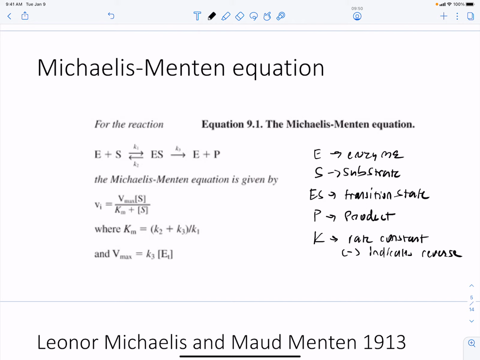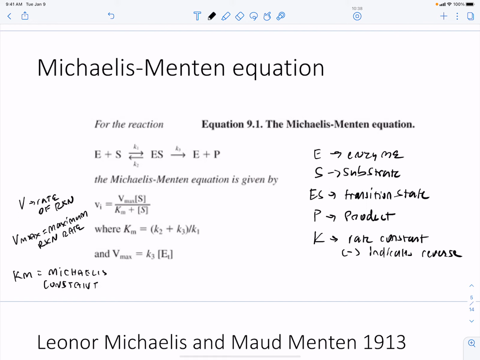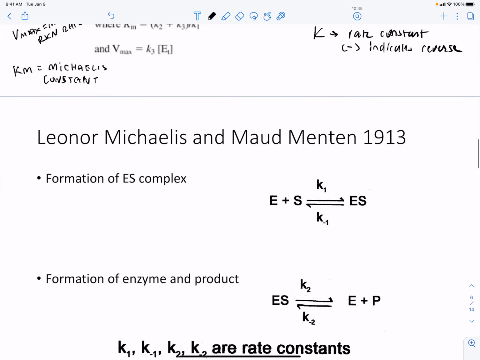Okay, so apart from this, we have a few other things. We have the V. So V is the velocity or the rate of the reaction. And then we also have Vmax, which is the maximum reaction rate. And then Km is going to be that Michaelis constant, which is basically a rough measurement of the affinity of the enzyme and the substrate. And so we'll look at this a little bit more.